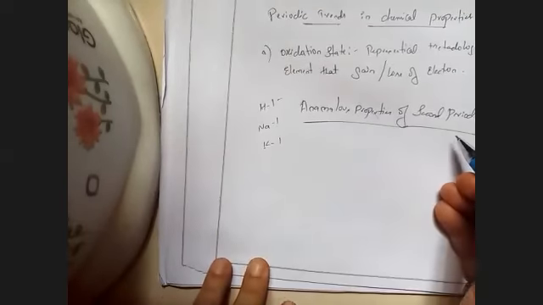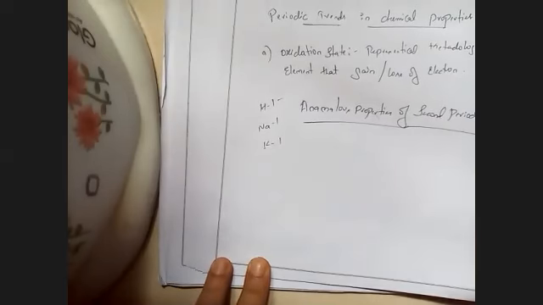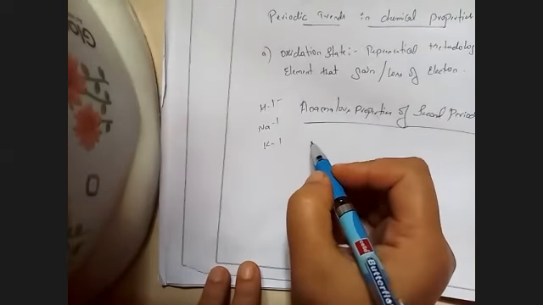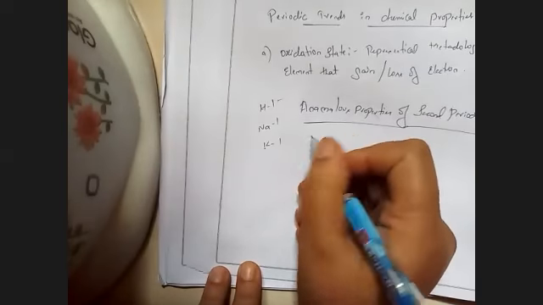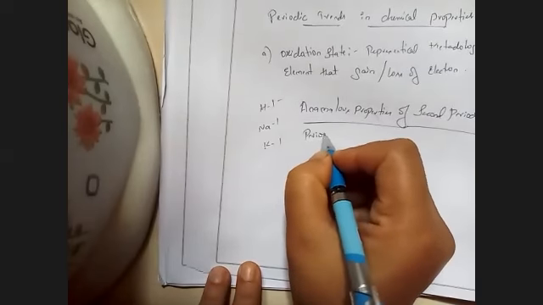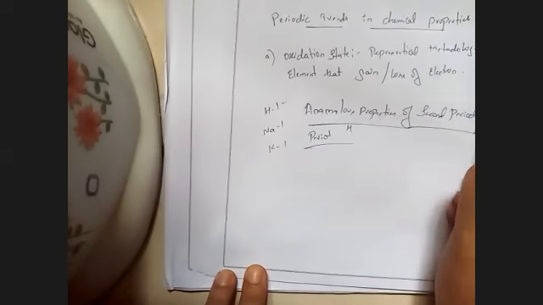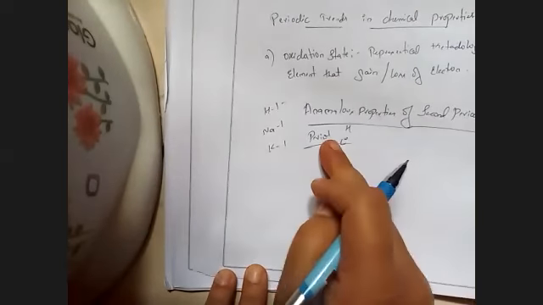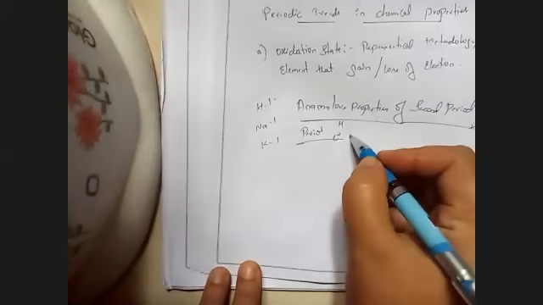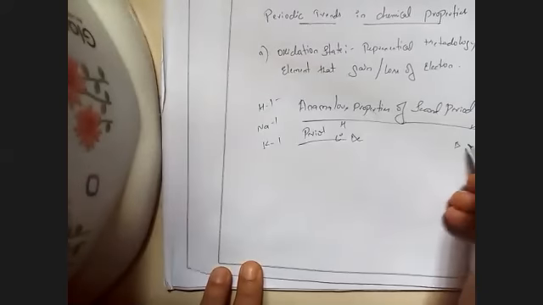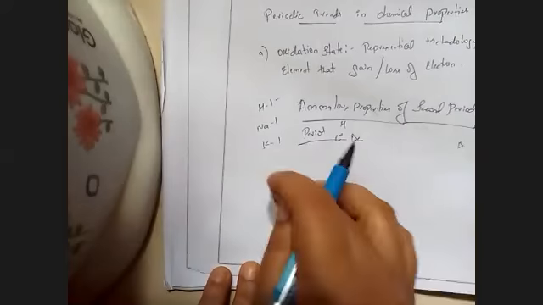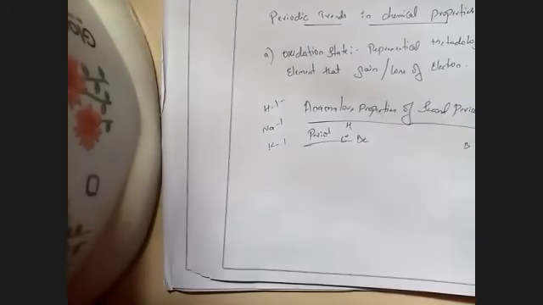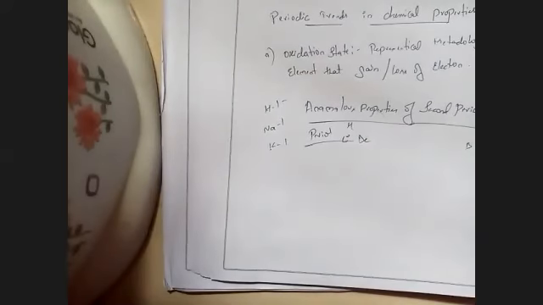So, okay, anomalous behavior of second period elements. In the second period, you know what elements are present. There is hydrogen, helium, lithium. It starts from lithium, then beryllium, boron. These are the second period elements. We have 18 groups, right? So second period elements show an anomalous behavior.